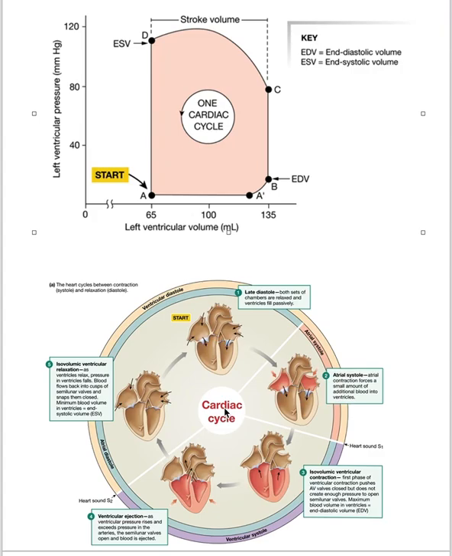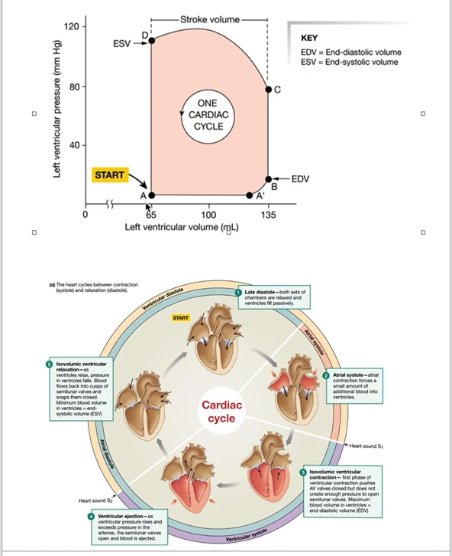Hi, today I will be explaining the pressure volume loop, and as you can see I have my graph here, and I also have my visual reference here for the ventricles and the atria, but I will be going through all of these points and explaining end diastolic volume and end systolic volume.